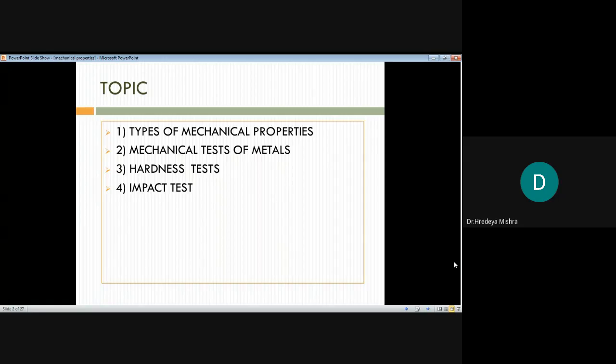Okay, like how much strength is in the material, what is the hardness of the material, how elastic is the material, what is the plasticity index of the material. So these are the different properties we are going to test, and then we can go into the detailed hardness test and impact test.